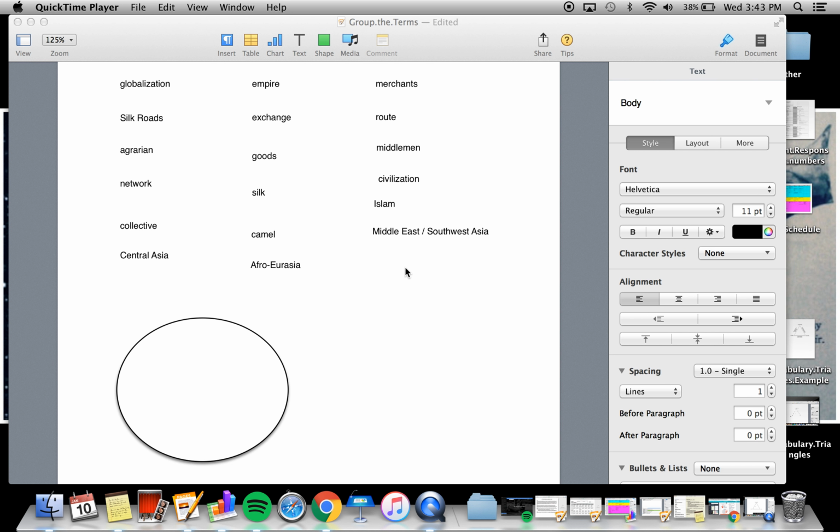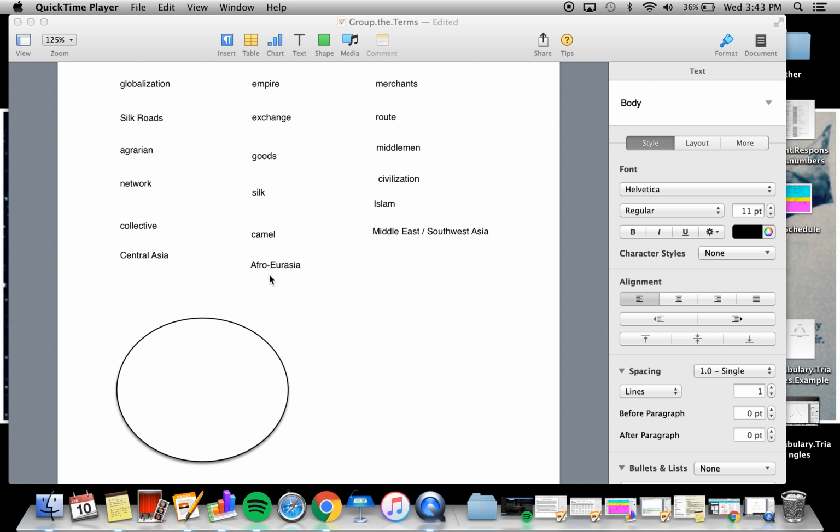In addition, I'm going to use the unit vocab words. You should not use these terms. You should use your topic vocab terms. So if your topic is gunpowder, you should use the words that relate to the article about gunpowder. Okay? And that list should be pasted into your notebook.